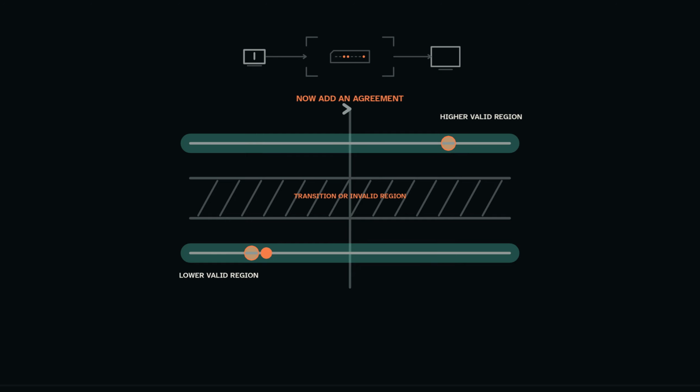Now add an agreement. When the measurement is in the lower valid region, the receiver records 0. When it is in the higher valid region, the receiver records 1. 0 does not universally mean no electricity. A lower valid measurement can still be a real non-zero electrical quantity. 0 and 1 are names assigned by the receiving rule. Another technology may use different physical conditions while preserving the same two-way agreement.